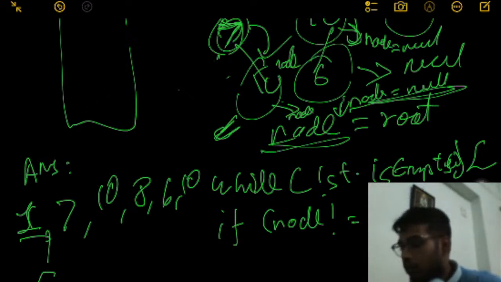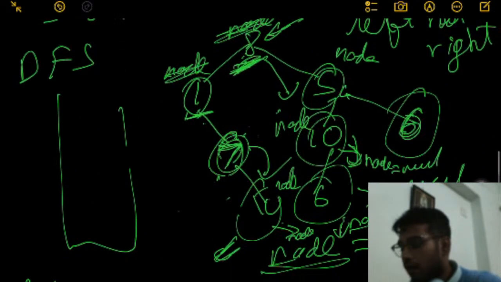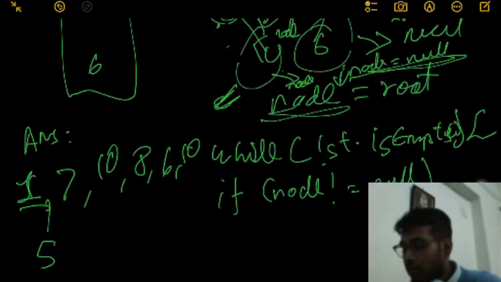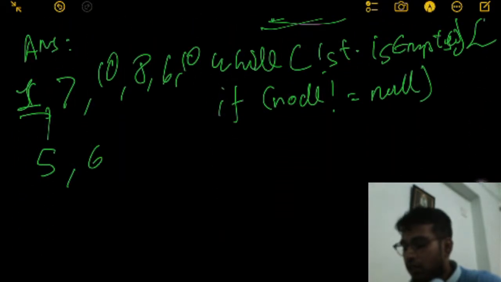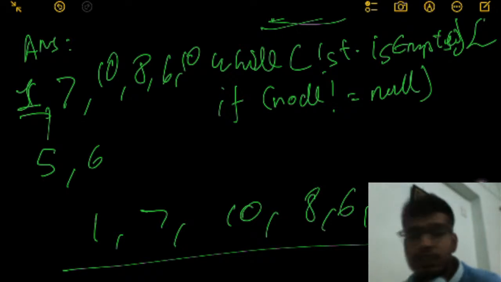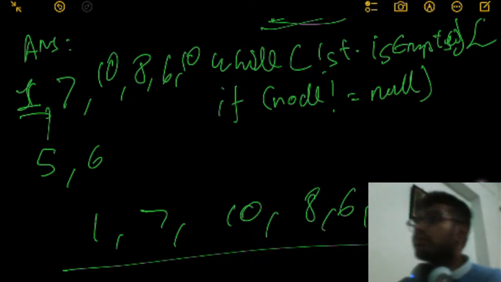Now it will move to right, and it will add this. Now these two are null, so it will add this to the answer list, and the answer becomes 1, 7, 10, 8, 6, 10, 5, 6. So this was the InOrder traversal.